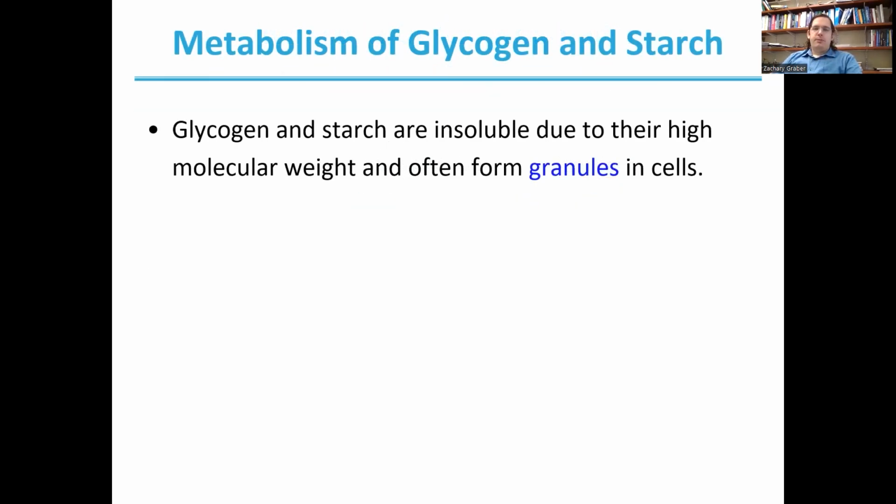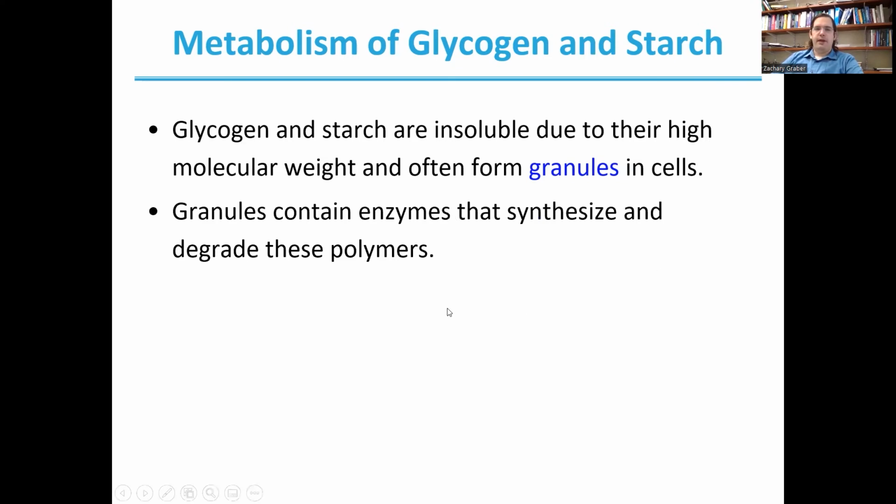Because of the large polymeric structure of our glycogen and starch, they'll tend to be insoluble in water. So rather than dissolving freely in our cytosol, they'll tend to clump together in granules within our cells. These granules will then also have specific enzymes associated with our polymers that will help to either synthesize and add on additional sugars or pull off sugars and degrade these polymers depending on the energy needs of the cells.